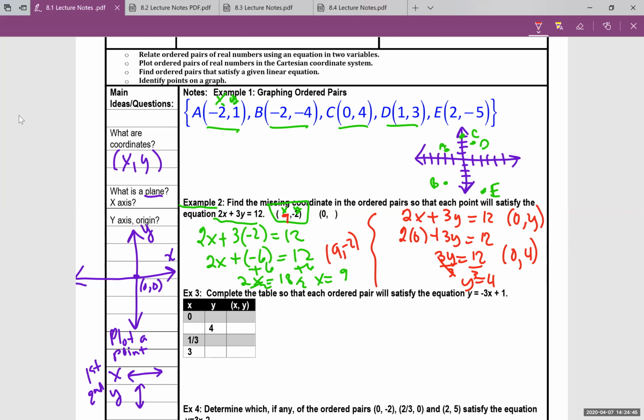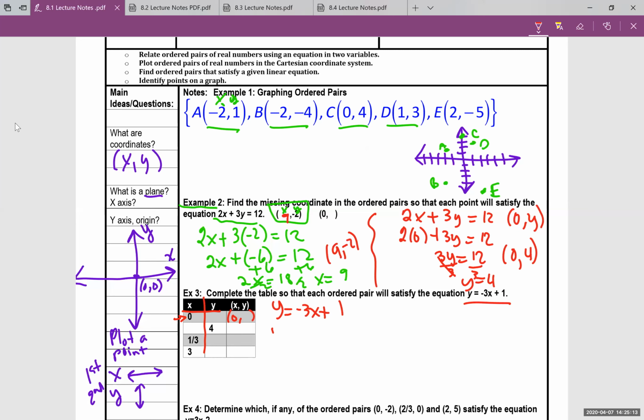All right, and again, what we're saying is (0, 4) is a point that would lie along this line. This is kind of the same thing, except they've given it to you in this XY table. So if they give you X is 0, you solve for Y, and then you have your XY coordinate. This time we're using y equals negative 3x plus 1.